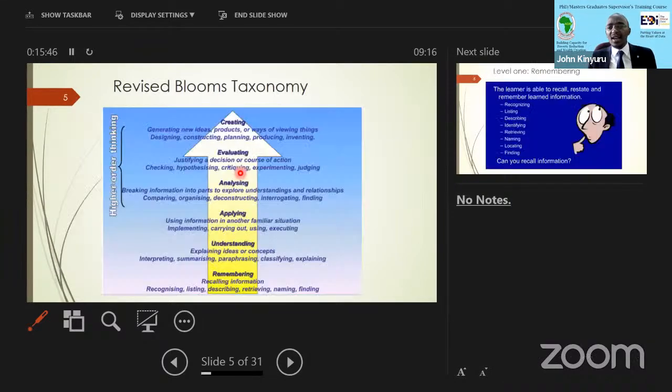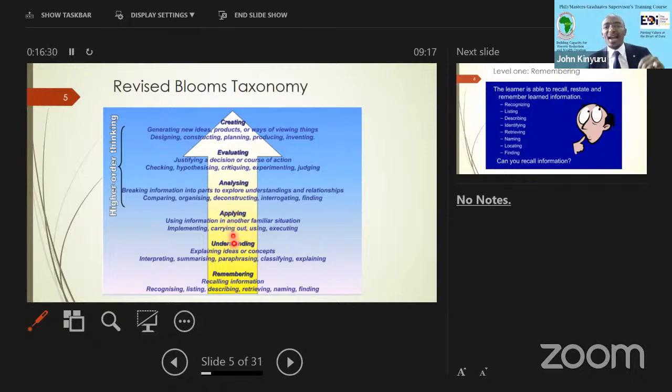And so when you look at Bloom's taxonomy, you start from lower level to higher order thinking. From recalling information, recognizing, listing, describing, retrieving, finding, etc. And you start moving up to understanding, where a student can explain ideas or concepts. They can start summarizing, paraphrasing, classifying or even explaining.